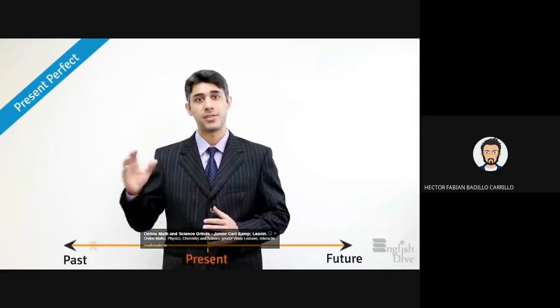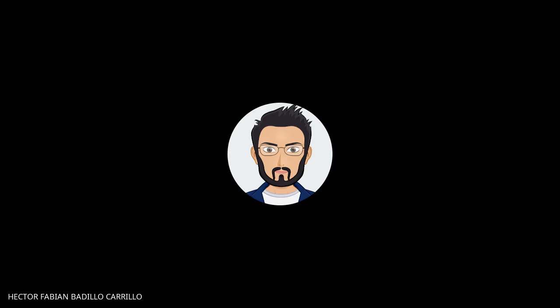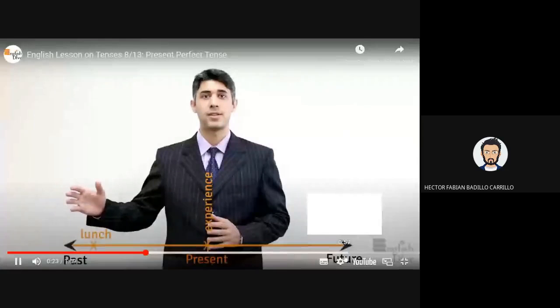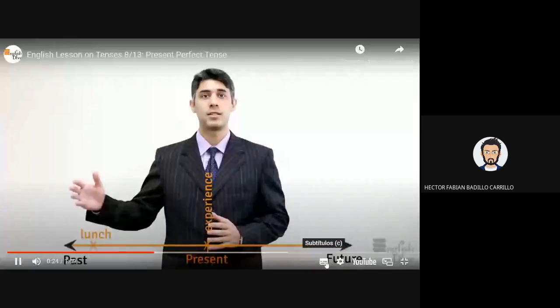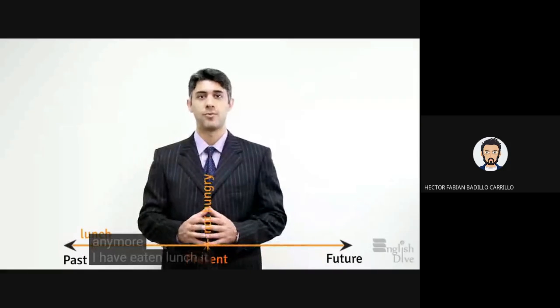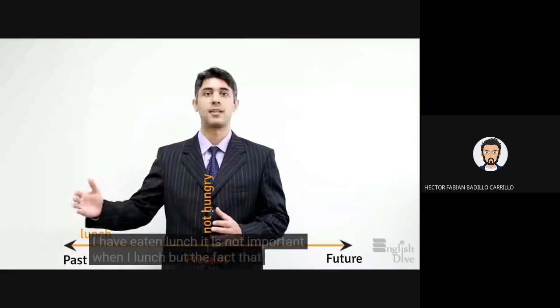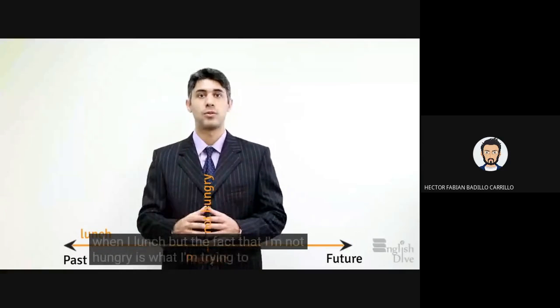The present perfect tense. I have eaten lunch. We use the present perfect tense to talk about something that has happened in the past. At some point I have completed the act of eating lunch. Right now, I'm not hungry anymore. I have eaten lunch. It is not important when I ate lunch, but the fact that I'm not hungry is what I'm trying to imply.